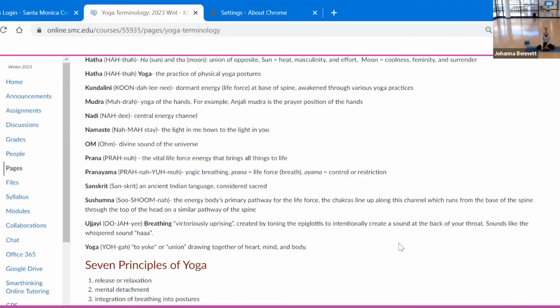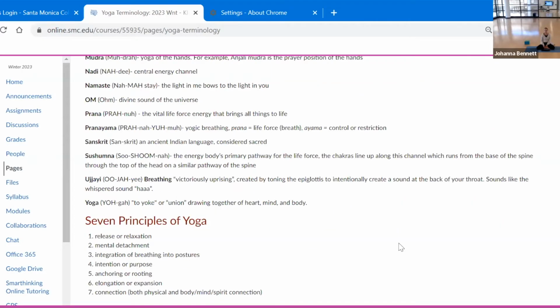Another important term is called prana, and this is the recognition of the vital life force energy that brings all things to life. And in yoga practice, we are trying to upgrade this energy field. We're trying to improve our prana because sometimes our prana can get very dull, static.